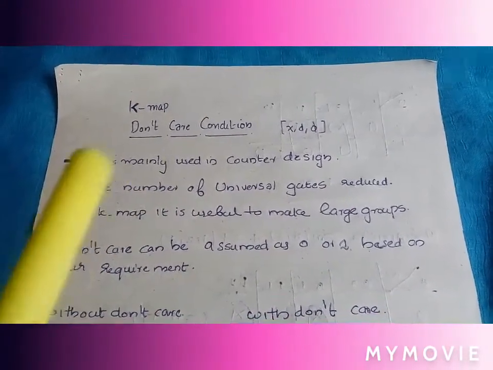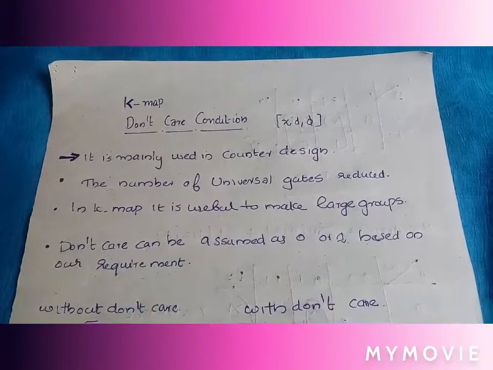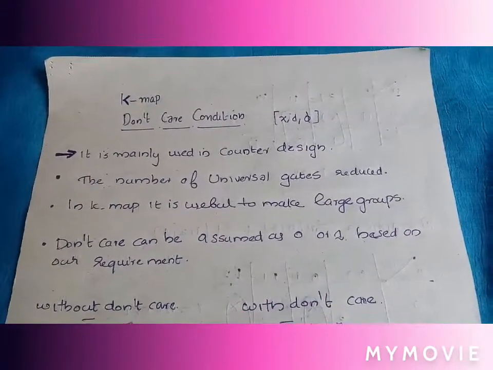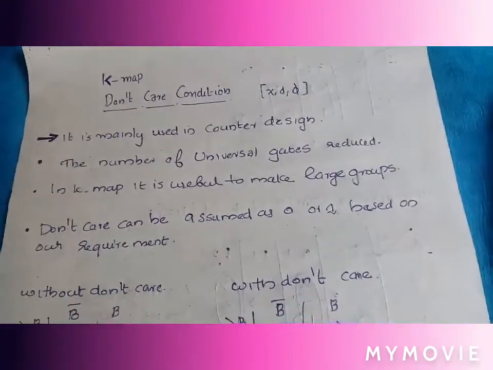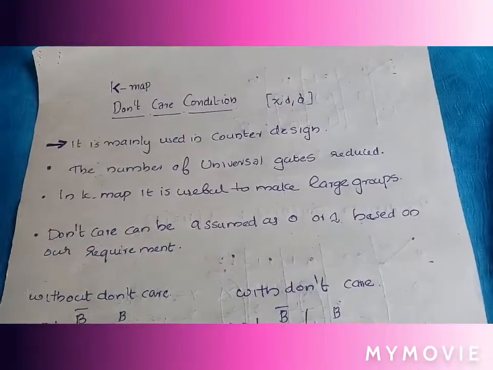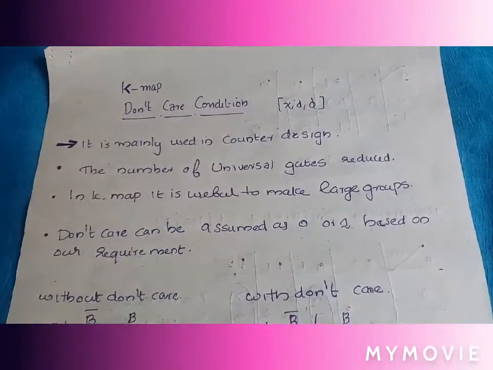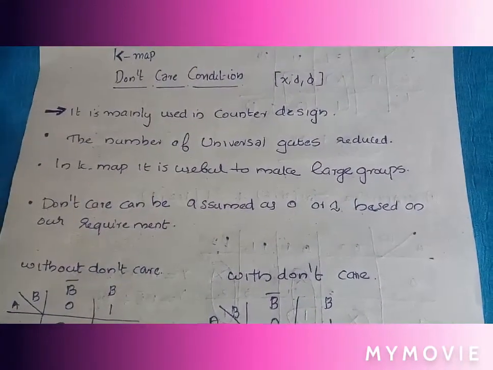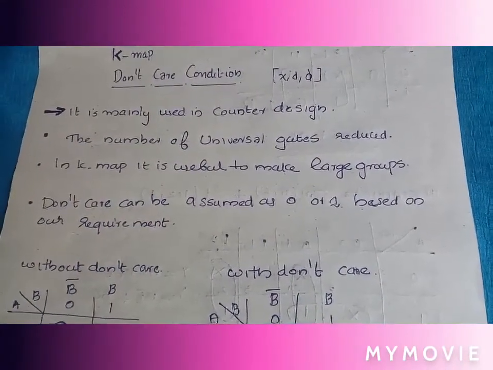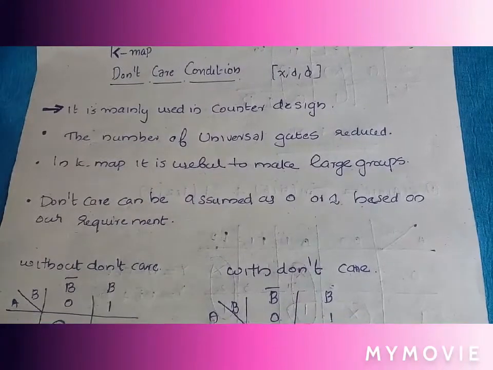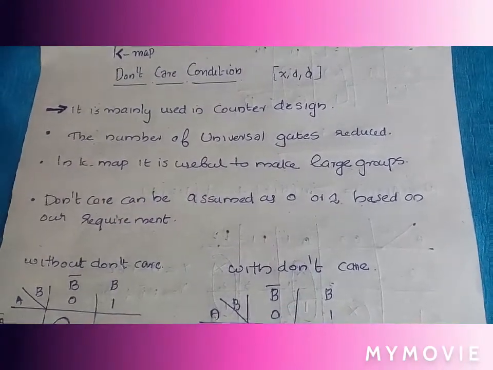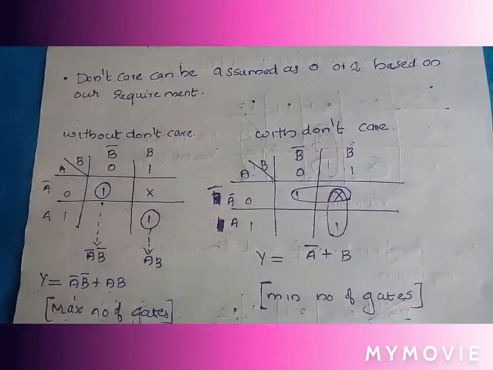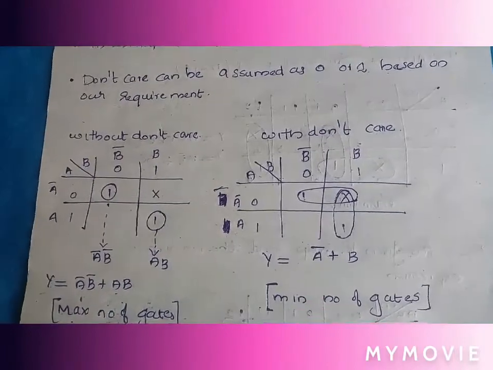In K-maps, don't care condition is used to make large groups. Don't care condition can be assumed as 0 or 1 based on our requirement. Here by using don't care conditions we can simply construct the counters. We can simplify the outputs of K-map.